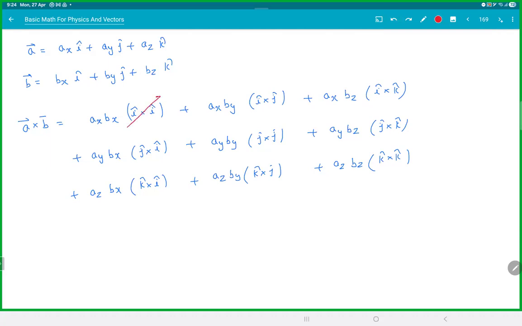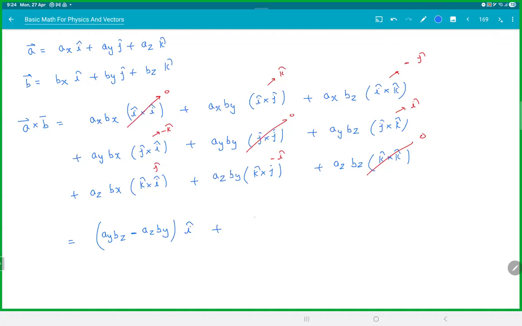So you can clearly see i cross i is 0, j cross j is 0, k cross k is 0. i cross j becomes k cap, i cross k becomes minus j cap, j cross i becomes minus k cap, j cross k is i cap, k cross i is j cap, k cross j is minus i cap. Bring all i caps together, you end up with (AY BZ minus AZ BY) into i cap.